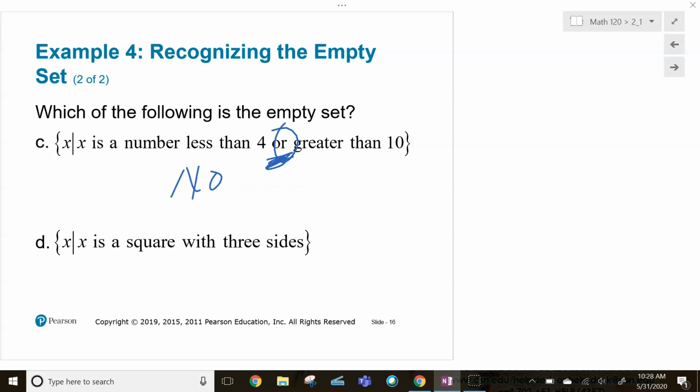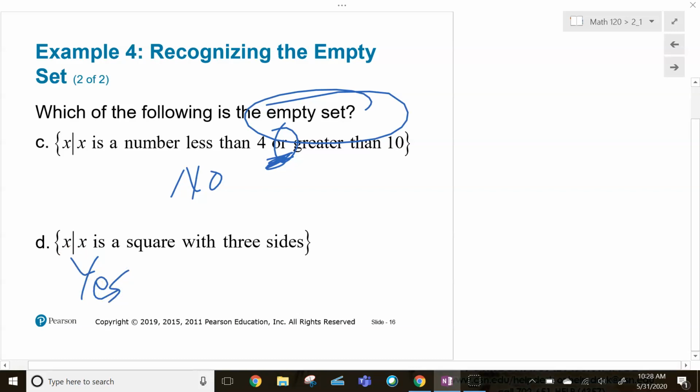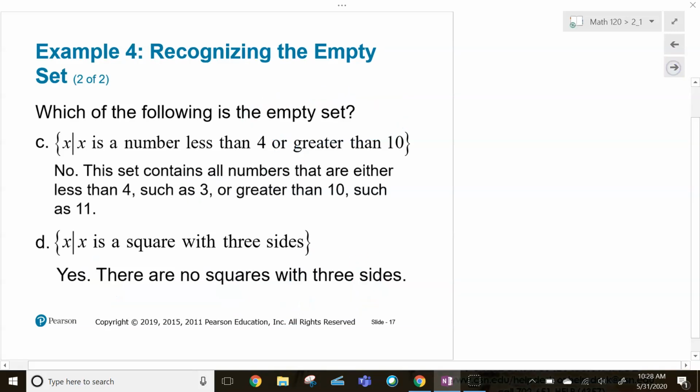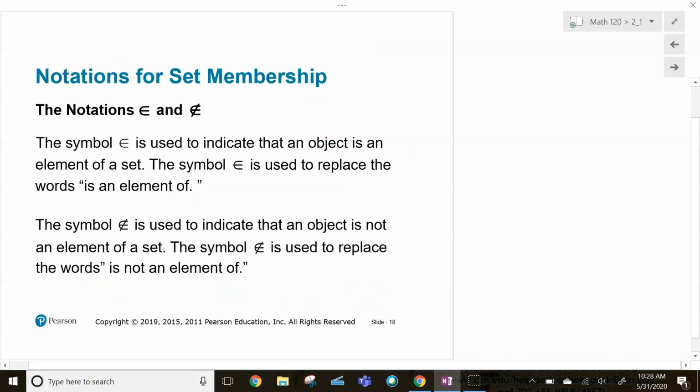That'd be the empty set. All right, x such that x is a square with 3 sides. Well, is there any square with 3 sides? No. So this is definitely an empty set. There's no square with 3 sides. Empty set, either notation on that thing.